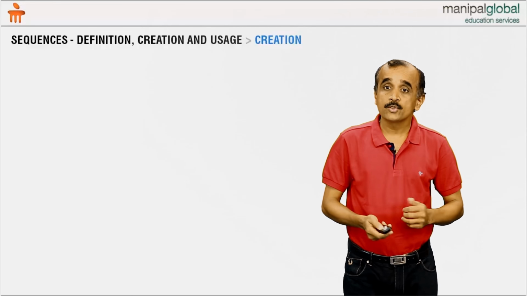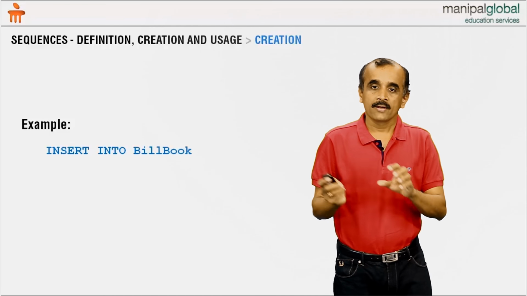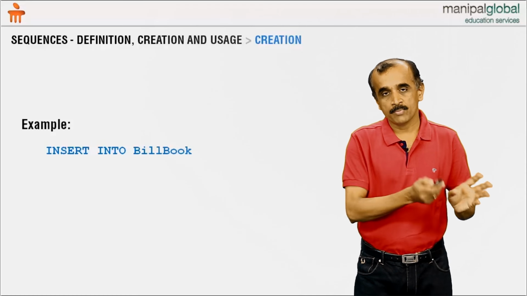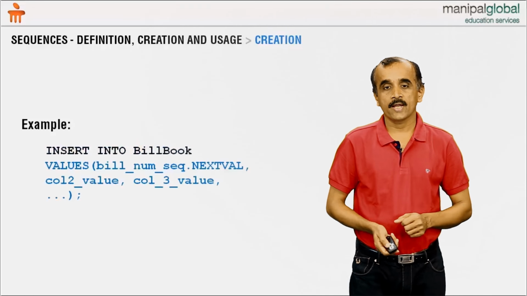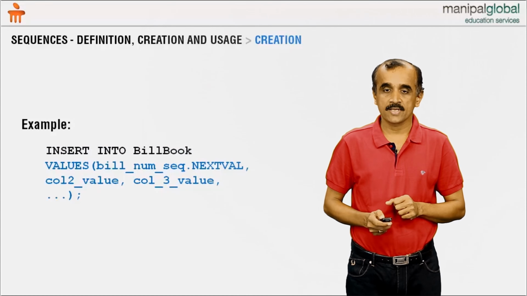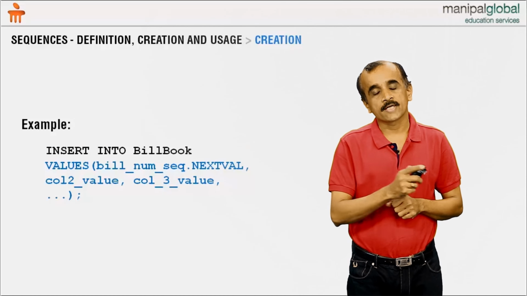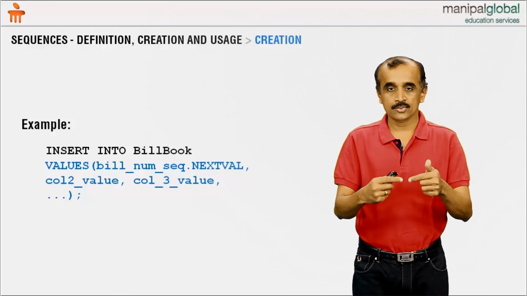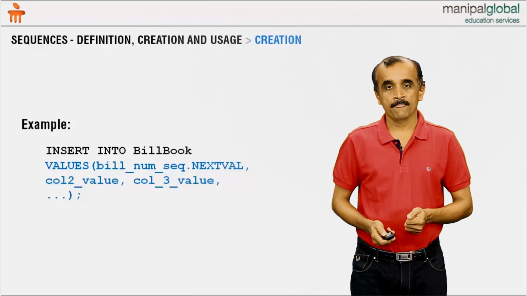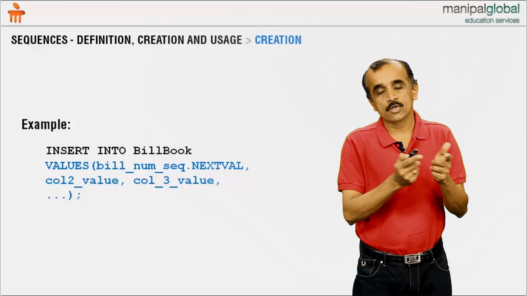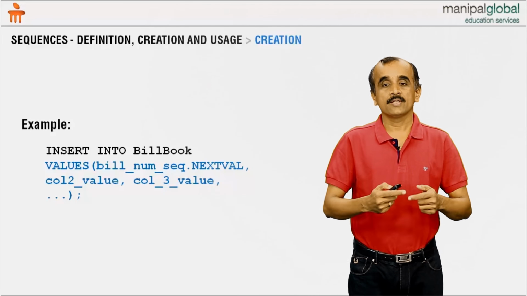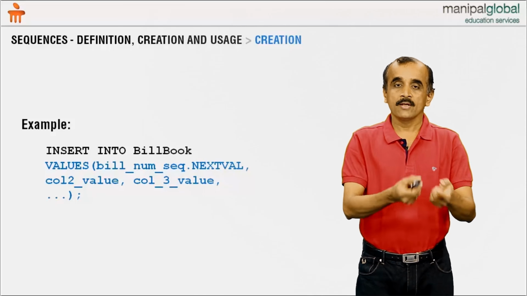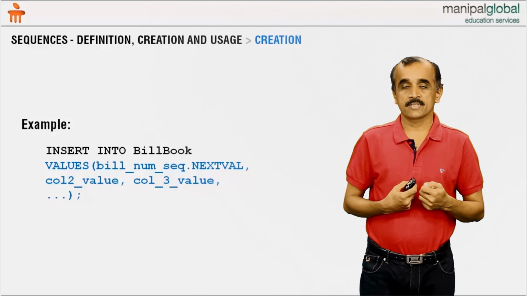How do I make use of this? Insert into a table, say bill book, and see how I make use of this sequence here. Say bill_number_seq.nextval. Instead of saying 1000, 1001, 1002, 1003, I say bill_number_seq.nextval. The first time I insert, it inserts the start with value. Then every time I call nextval, it increments and gives the value.